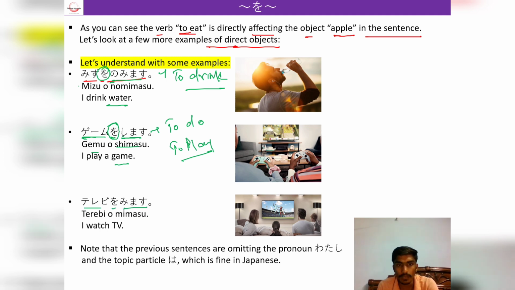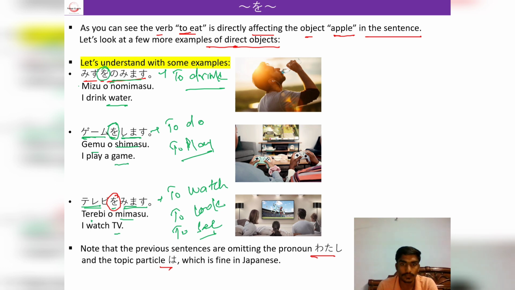Terebi o mimasu. Terebi is TV, mimasu is "to watch, to look, to see". So you can see mimasu is directly affecting terebi. That's why we have used the O particle. And you can see that we have omitted watashi wa. This is fine in Japanese. You can omit the subject. So there is no issue with that. Now let's move to the next slide and understand it even better.